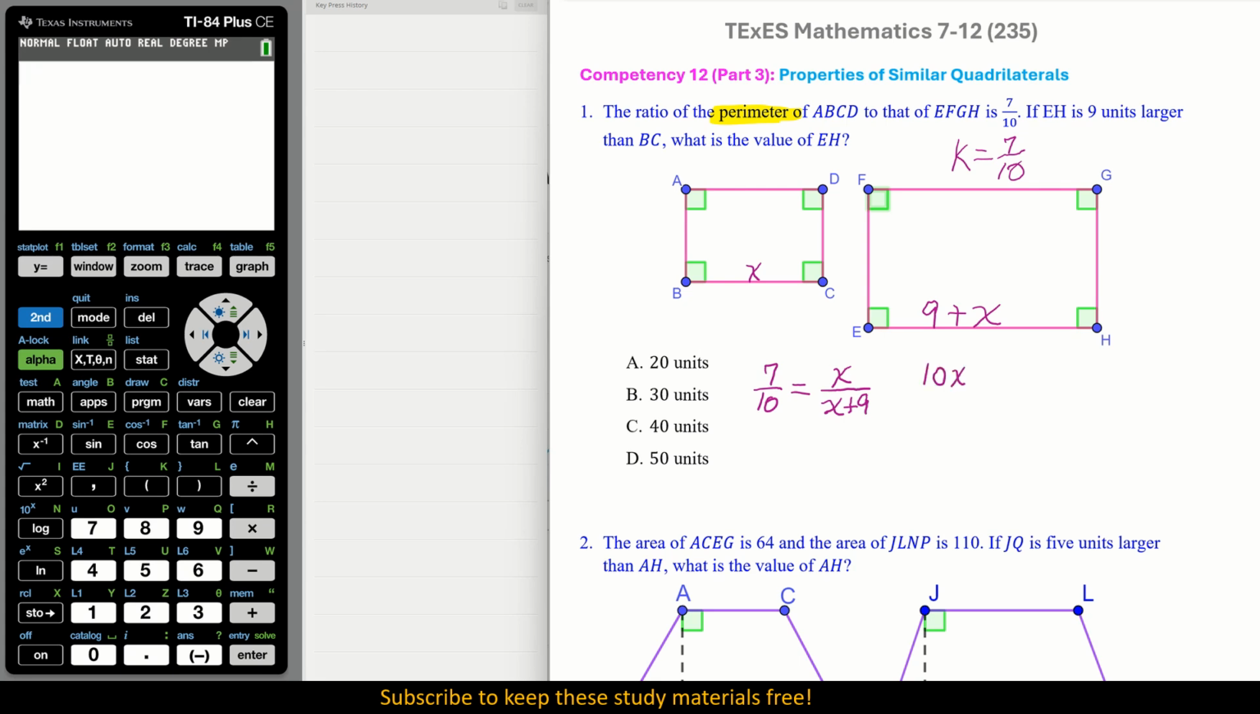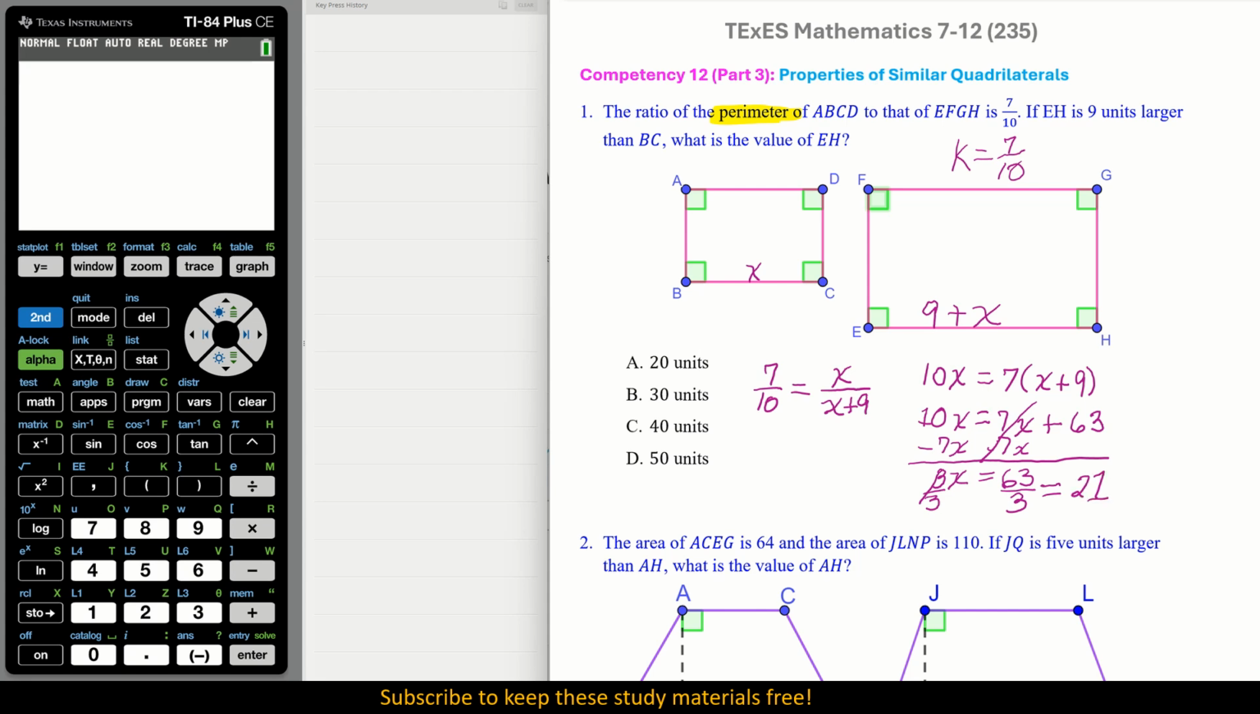That gives us 10X equals 7 times X plus the 9. So we have to follow through with our distribution. That'll be 7X plus the 63. Now we need to subtract 7X from both sides. That gives me 3X. This is canceled, of course, and I have 63. Now divide both sides by 3. Now, X will be 21.